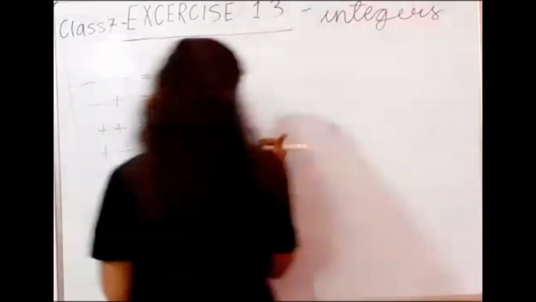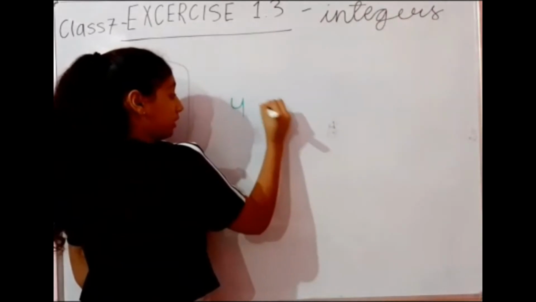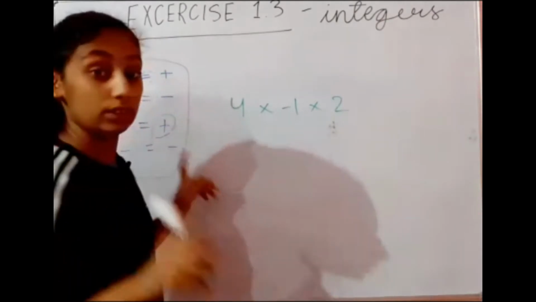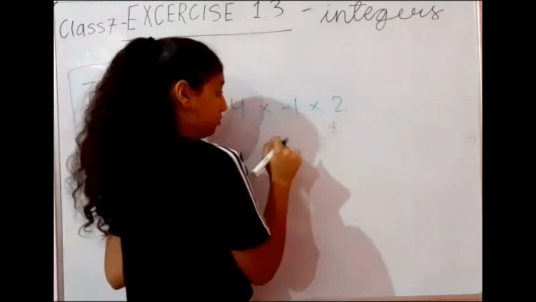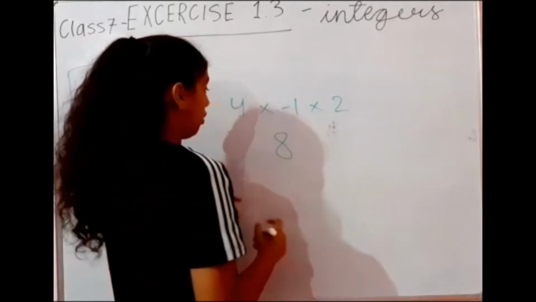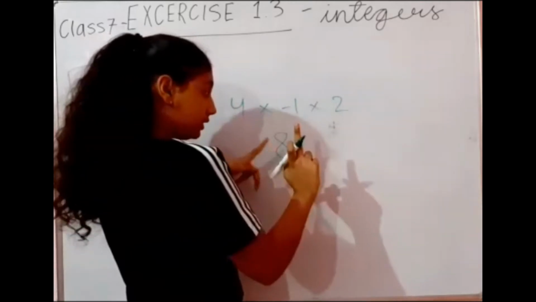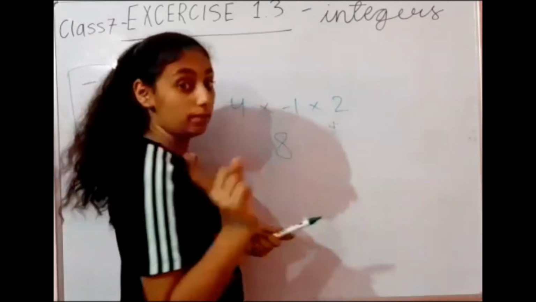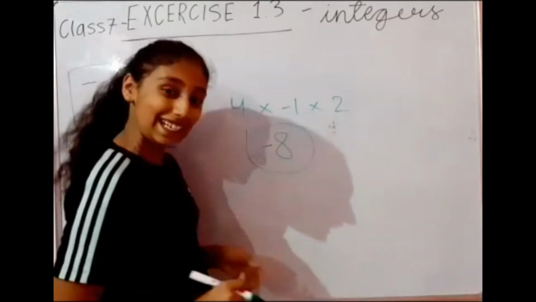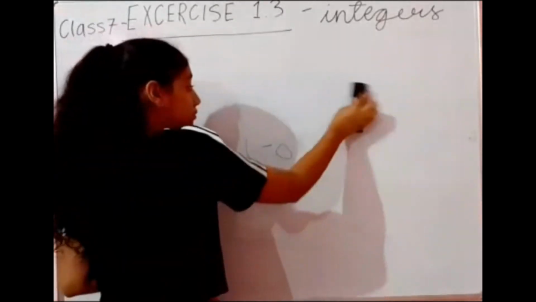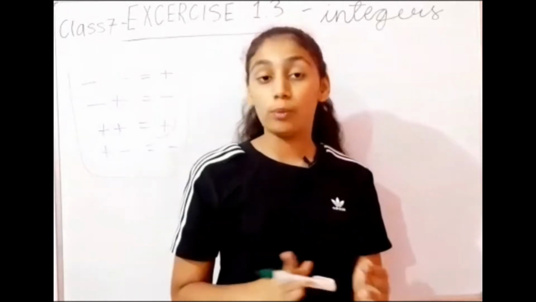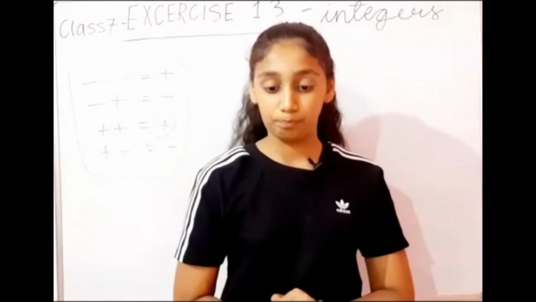So let's take 4 into minus 1 into 2. Now 4 into 1 into 2. 4 1s are 4, 4 2s are 8. Now plus, minus, minus. Answer comes as minus 8. So here we have learned how to multiply 3 or more integers.